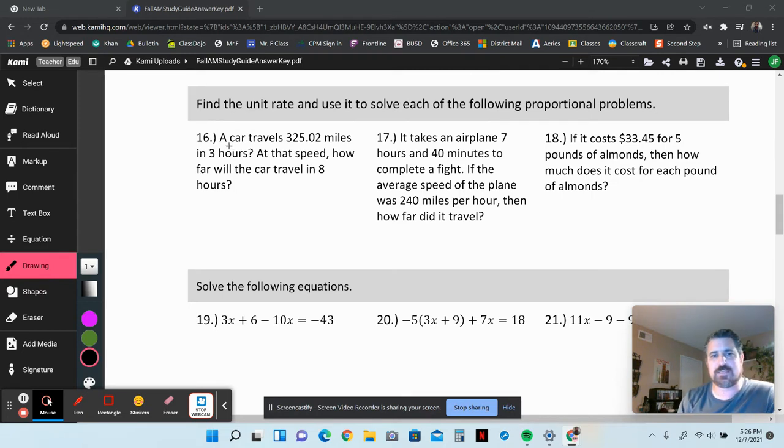In this case, it says here, a car travels 325.02 miles in 3 hours. At that speed, how far will the car travel in 8 hours? Well, the first thing you have to figure out is, at that speed, how fast is it going per hour, right? What's the unit rate? So what you're really doing here is you're saying 325.02 over 3.